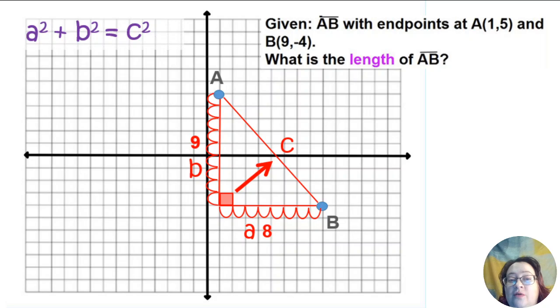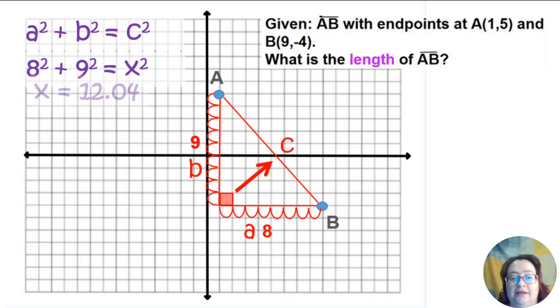Now I can take my formula, A squared plus B squared equals C squared. Plug in my numbers, 8 squared plus 9 squared equals X squared. And I can use Desmos to plug that in. I put that all in on the first box in Desmos. I look for my x-intercept, and that is at 12.04.